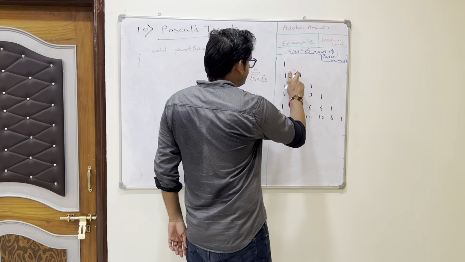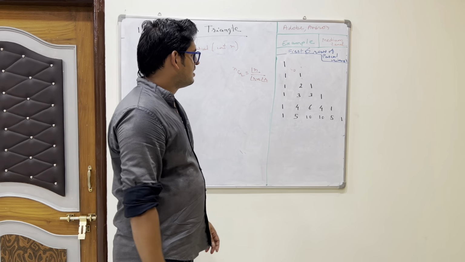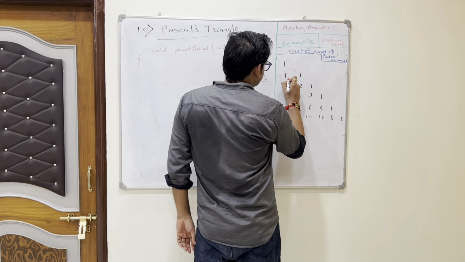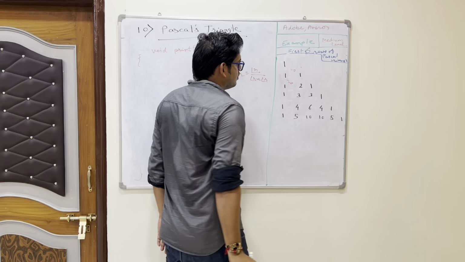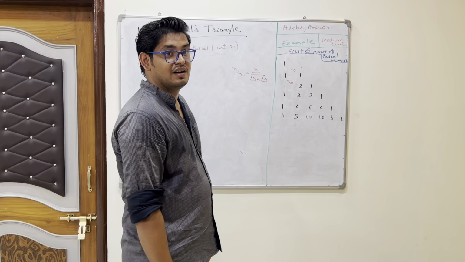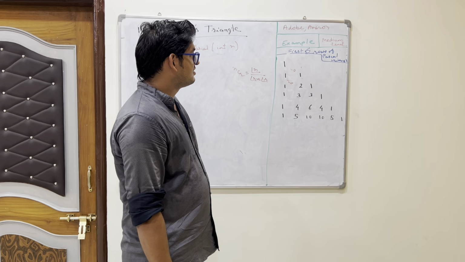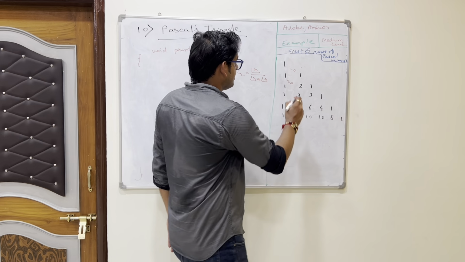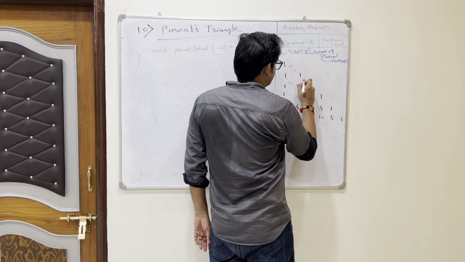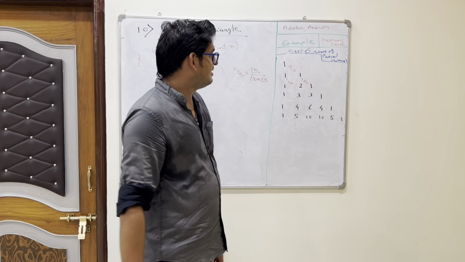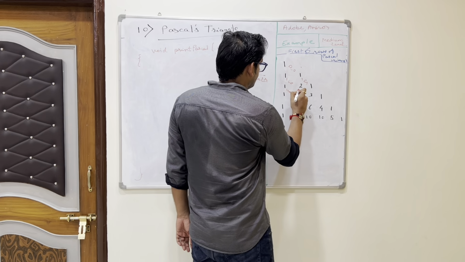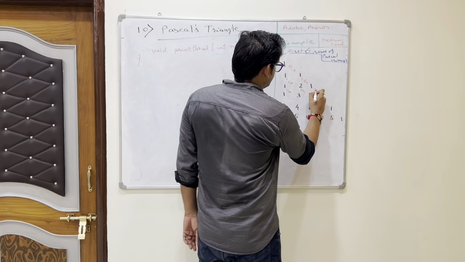If we represent it in this format, will this work for all the numbers? What would this be? 2C0. What is 2C0? 2C0 is 1. But what is 2C1? 2C1 is 2. It doesn't work like this. But if we start with 0, then this is 1C0 and then 1C1. Then it works. Will it work for this row also? Let's see. 2C0, 2C1, which is 2, and 2C2 is 1.